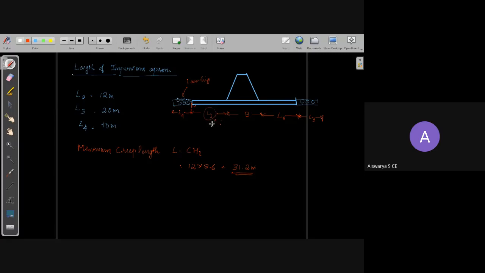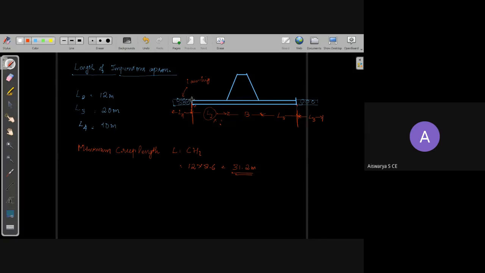So in order to get the L1 value, you need to find out what is the minimum creep length. According to Bligh's theory, the minimum creep length is C into HL. So C here is the creep coefficient and HL is the total head loss. So 12 into 2.6, when you multiply, you'll get the minimum creep length.